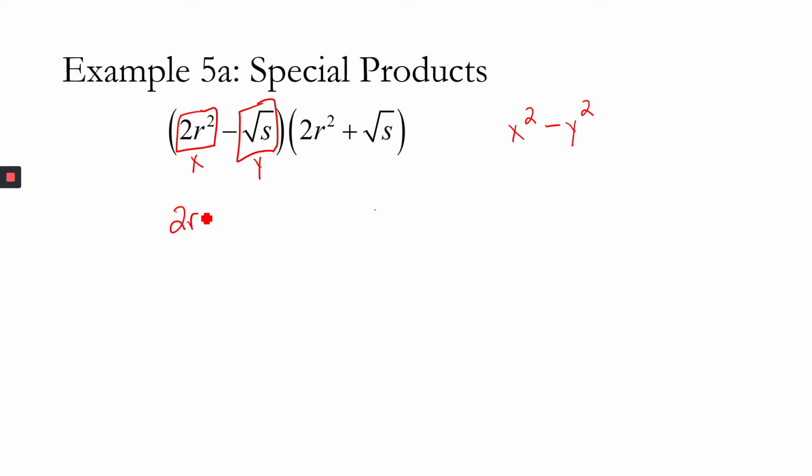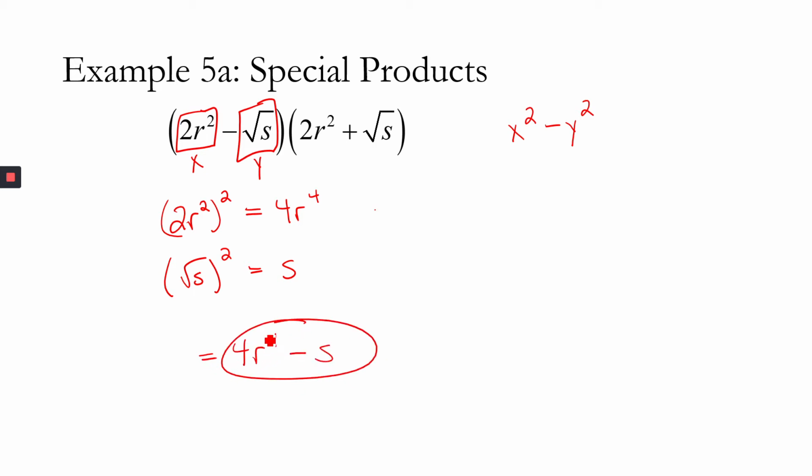So I'm going to rewrite stuff. Rather than FOILing, I'm just going to use my shortcuts here. So I need to find x squared, which we know is 4r to the 4th. I need to find this part squared, which is just s. And then based on those two little building blocks, I know that's our answer right there, 4r to the 4th minus s.